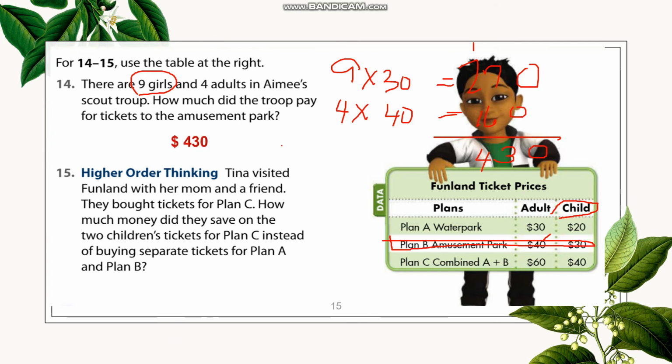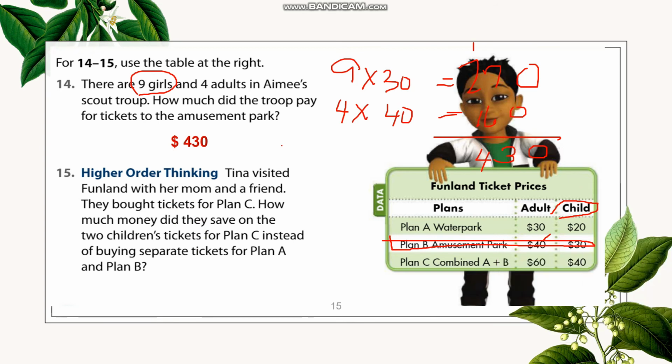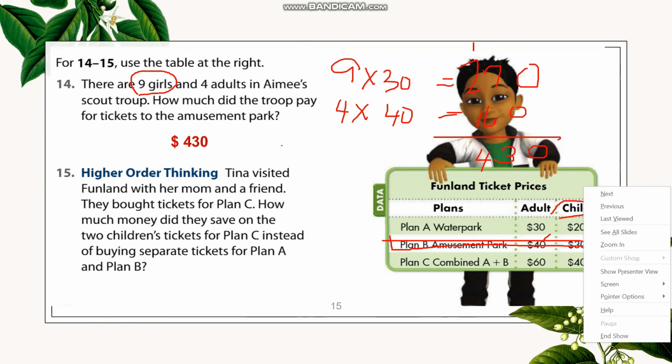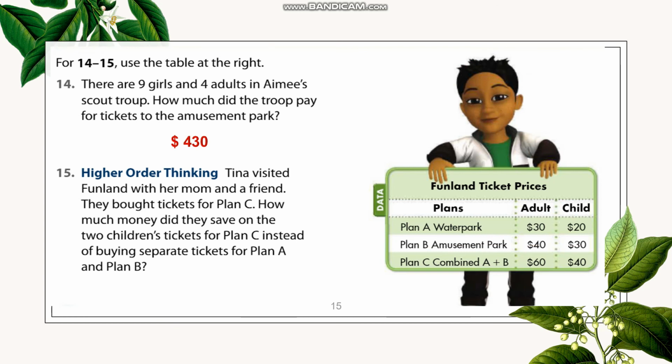Number 15. Tina visited Fundland with her mom and a friend. They bought tickets for Plan C. How much money did they save on the 2 children's tickets for Plan C instead of buying separate tickets for Plan A and Plan B? So what are we going to do? The child cost is $20 if it is Plan A. Plan B is $30, but Plan C, a combination of Plan A and Plan B, is $40.